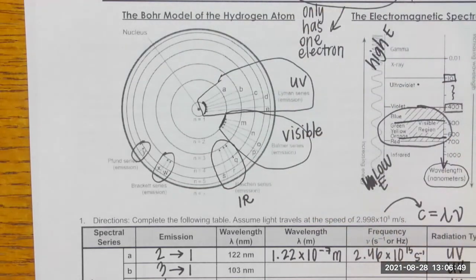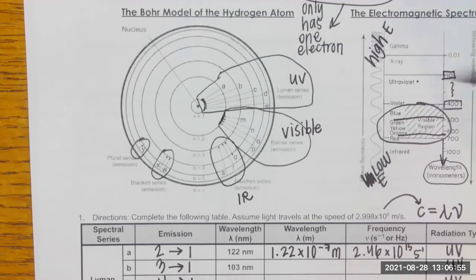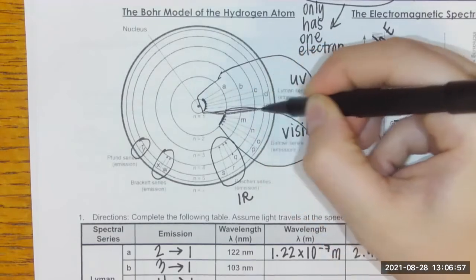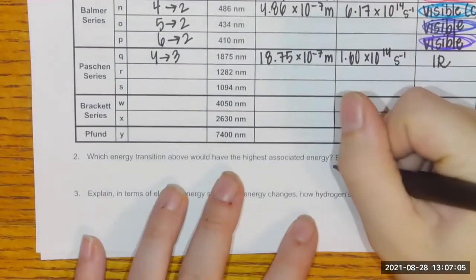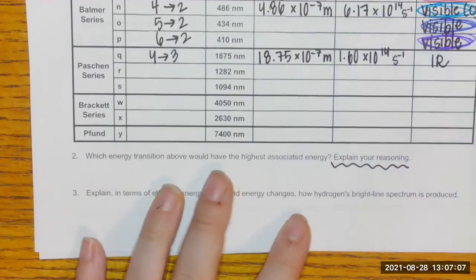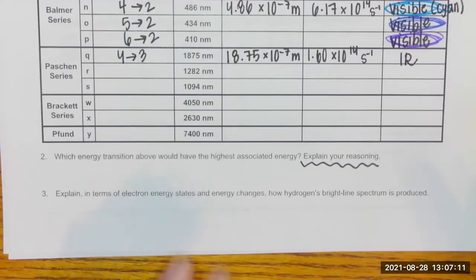The one that has the biggest energy is going to be the one that traveled the farthest. And that's line E. Line E is the greatest distance. And that's what you're going to say when it says explain your reasoning. The farther that the electron falls, the more energy that's going to be released in that transition.